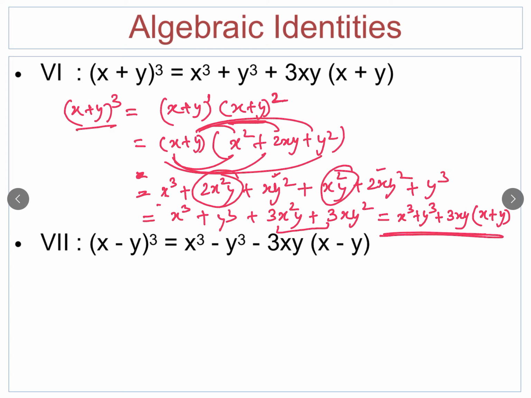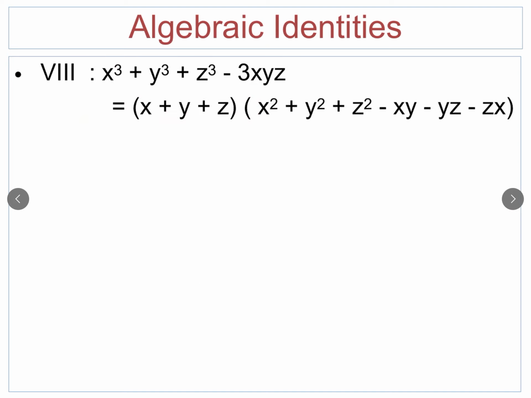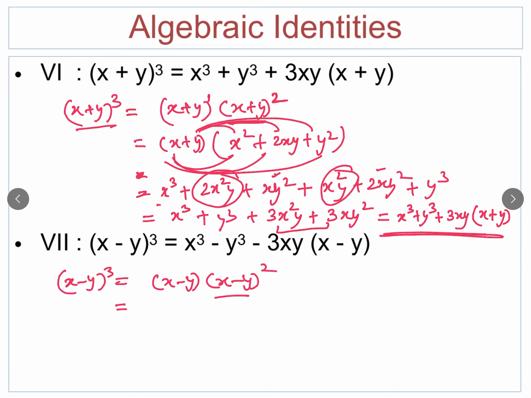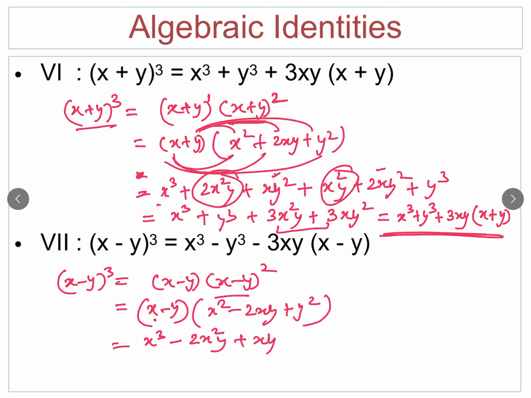Okay, I hope you have understood it. Similarly, we have the next identity, (x minus y) whole cube. We can write this one as (x minus y) multiplied by (x minus y) whole square. Okay, so this can be written as x minus y into, first we'll expand the identity here, so this will be x square minus 2xy plus y square. Now we multiply the x with all the three terms here, so we'll get x cube minus 2x square y, then plus xy square.